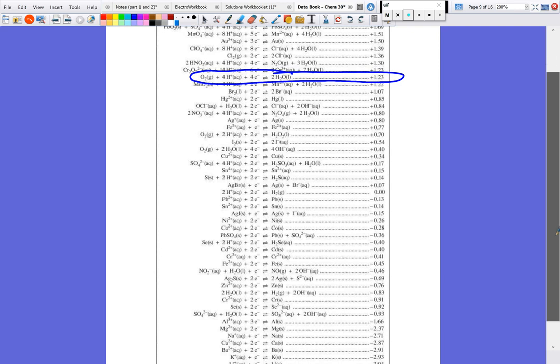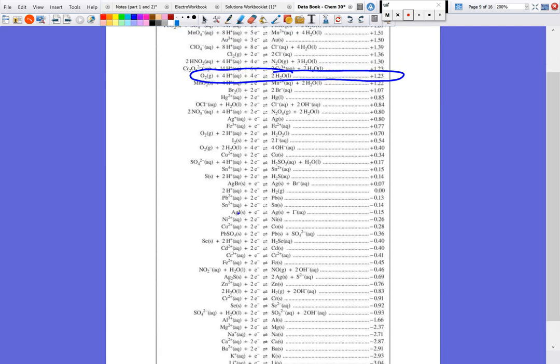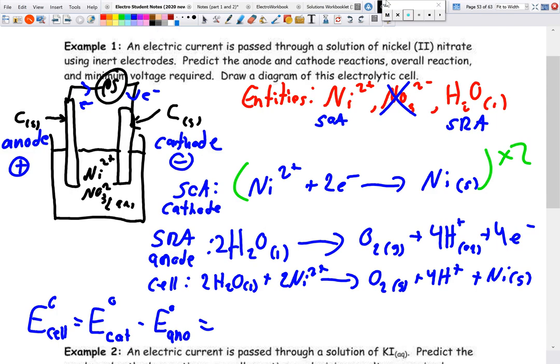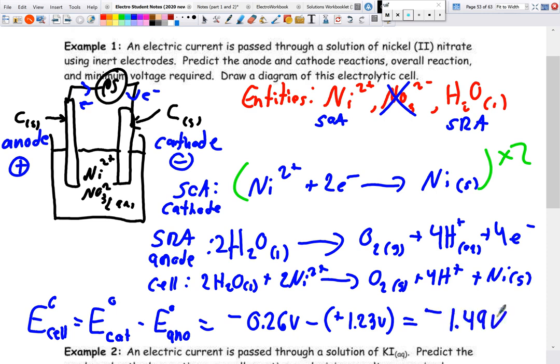You guys are probably shouting at the screen right now. It's like, oh, there's nickel, you know where it is. Here it is, nickel's all the way down here. All right, so we got a negative 0.26 volts minus a positive 1.23 volts. So our cathode is our nickel, negative 0.26 volts minus a positive 1.23 volts, and we're left with a massive negative 1.49 volts. And this is the minimum voltage required to start the reaction. So that is how you draw, fully label, and figure out stuff for the electrolytic cells.